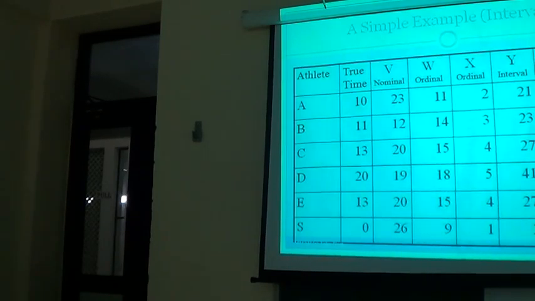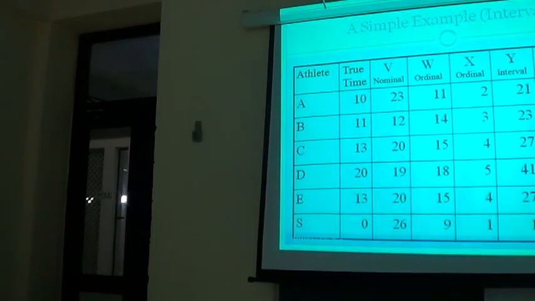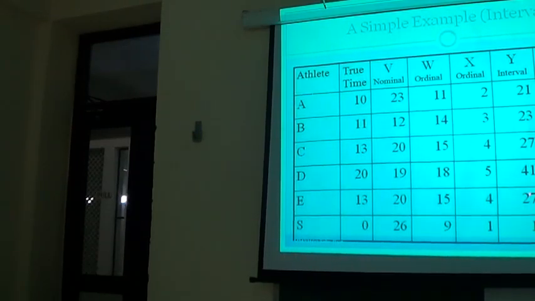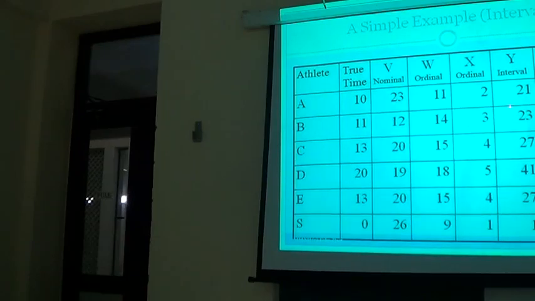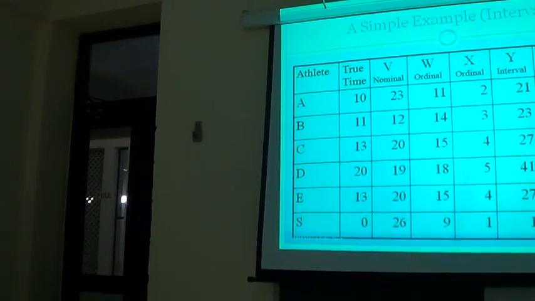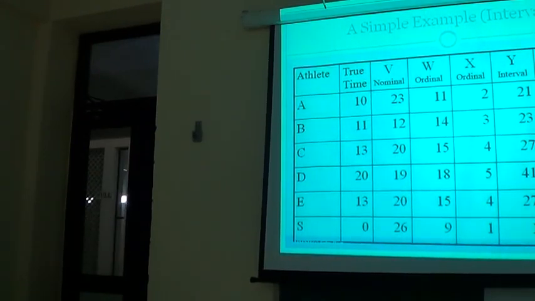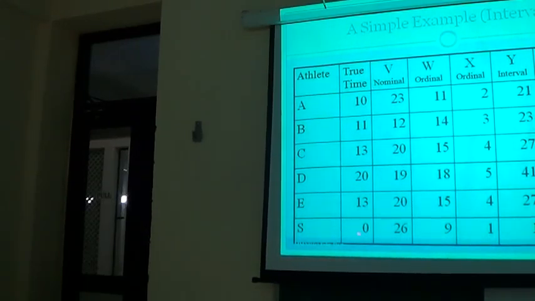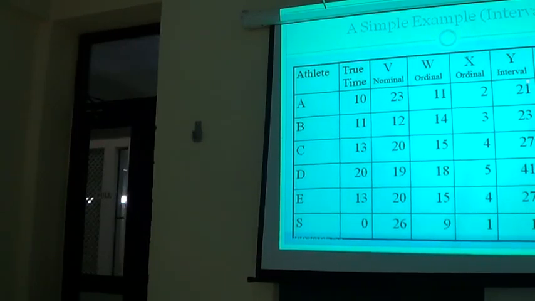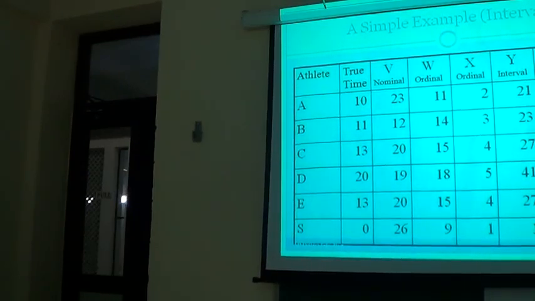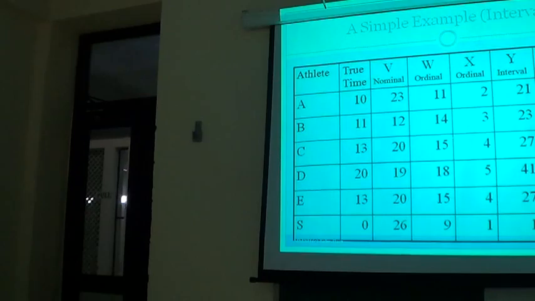Okay, so just to illustrate. Now there is another one called interval. What is this interval here? See, interval values are called here 21, 23, 27, 41, 27, 1. See that, how did I calculate this 21 from 10? This is the formula which I put here: Y equal to 2x plus 1. 2 into 10 is 20 plus 1 is 21. 2 into 13 is 26 plus 1, 27. 2 into 0 is 0 plus 1, 1. So this is the formula which I use to calculate the interval level. Y equal to mx plus c, that kind of linear equation I'm using to calculate interval.